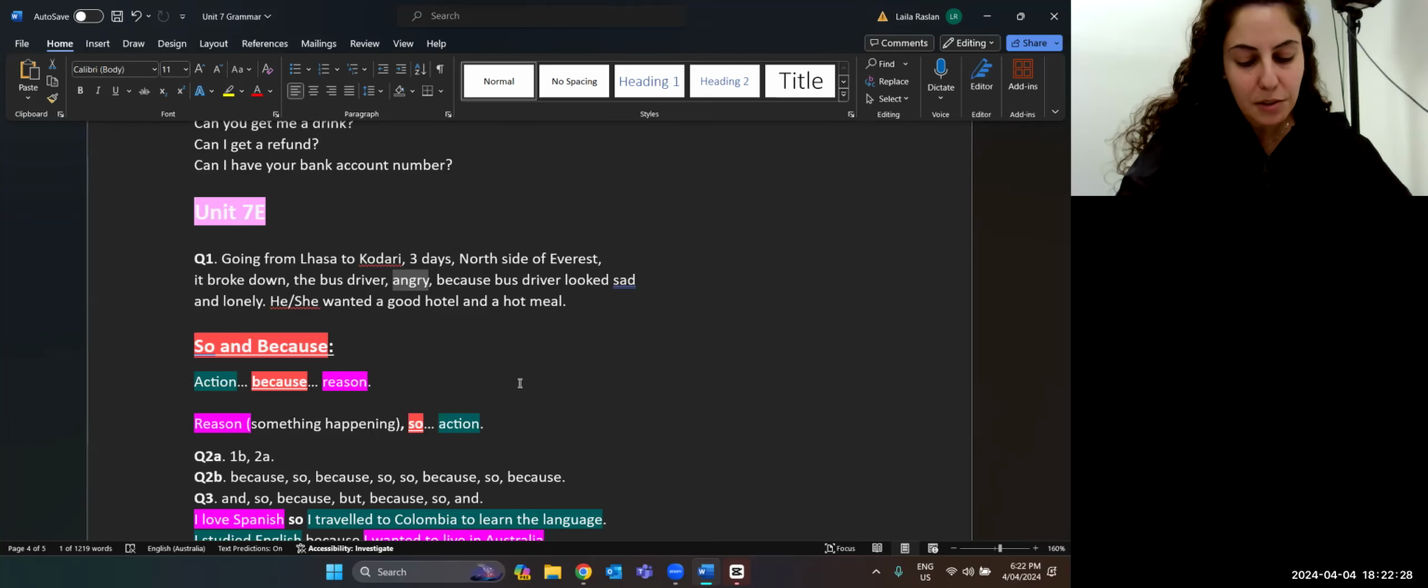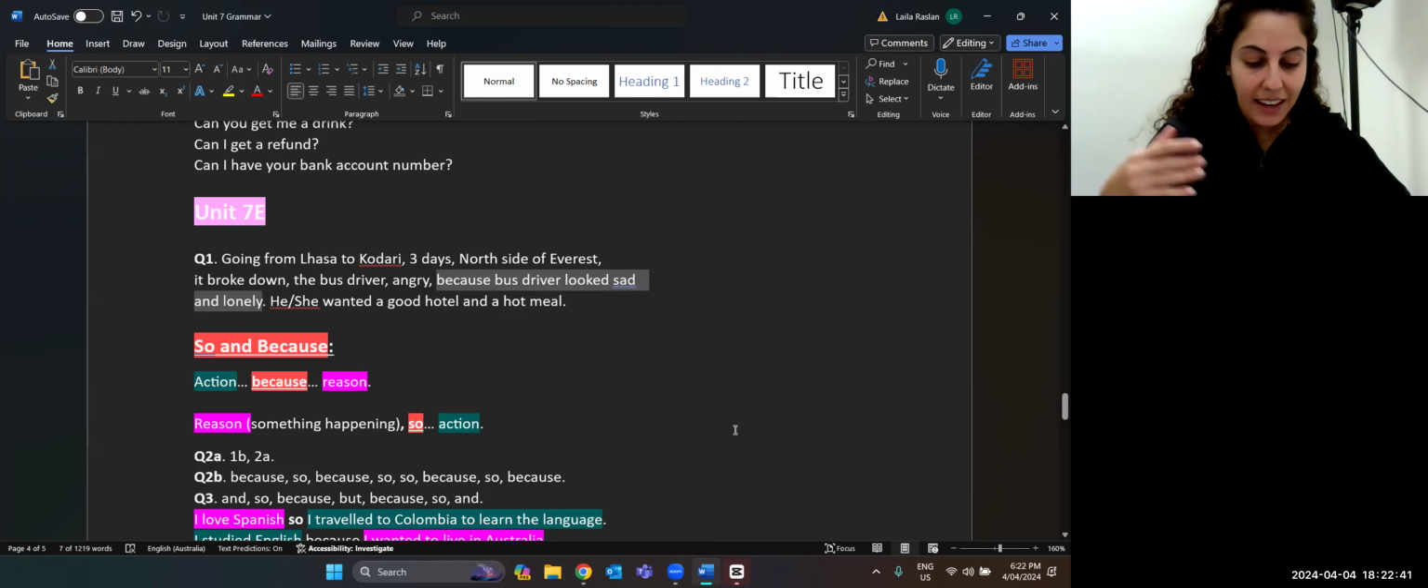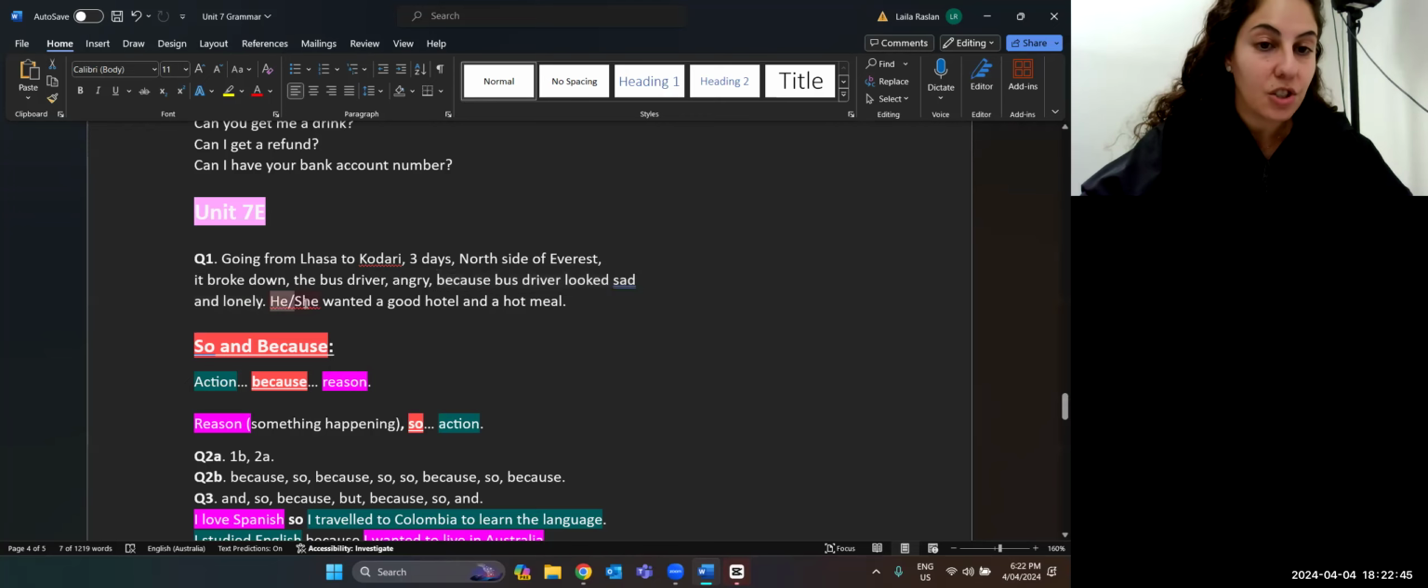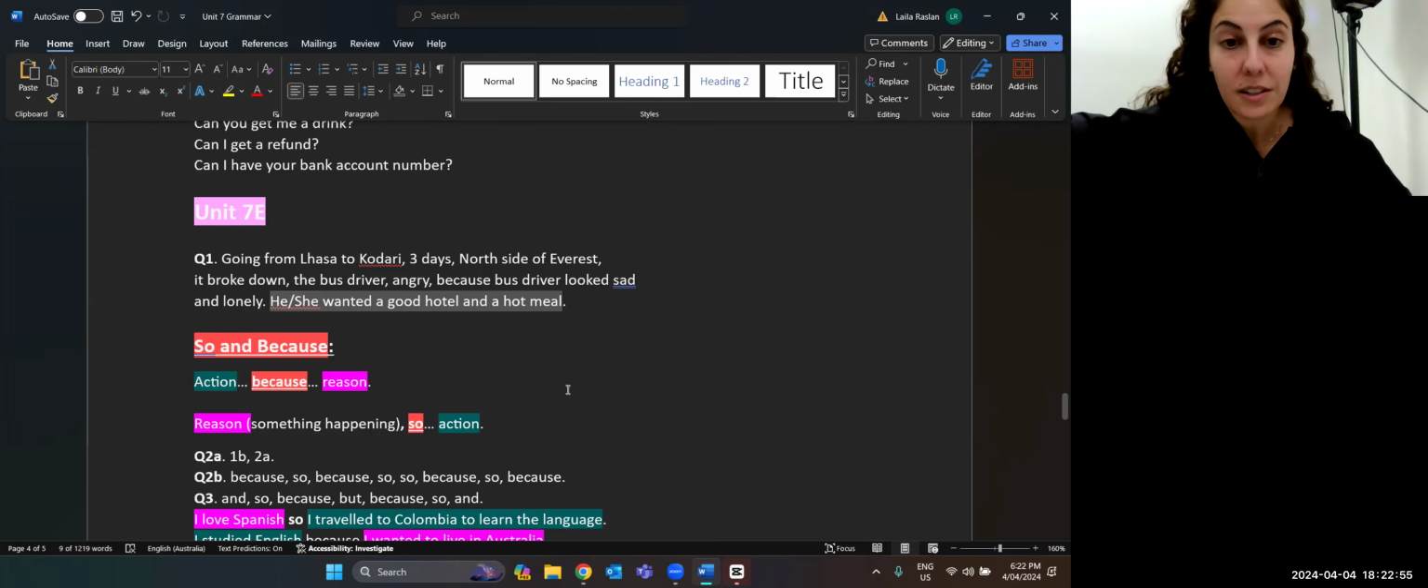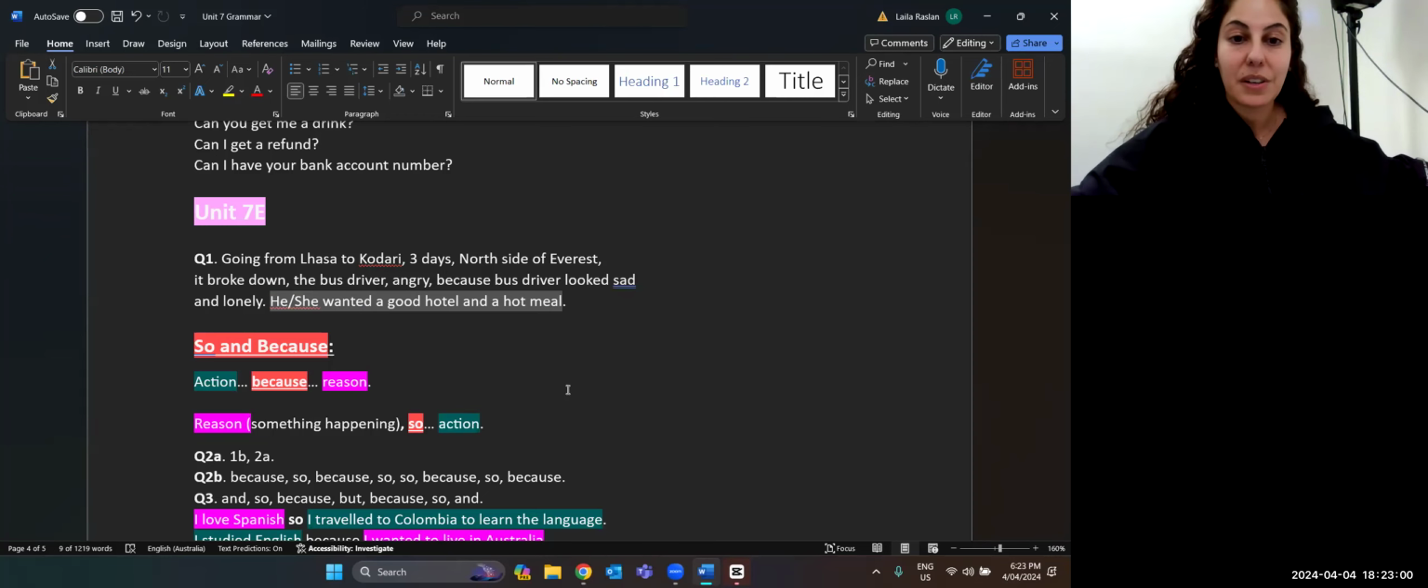Why did the writer feel sorry for the bus driver? Because the bus driver looked sad and lonely. Okay, that's just from the reading. He looked sad and lonely. And why did the writer walk to the border? We don't know if it's a he or she, but he or she wanted a good hotel and a hot meal. They didn't want to wait with the bus driver. So they walked to get some food and a hotel to sleep. Okay, because the bus stopped. It didn't get to the final destination.